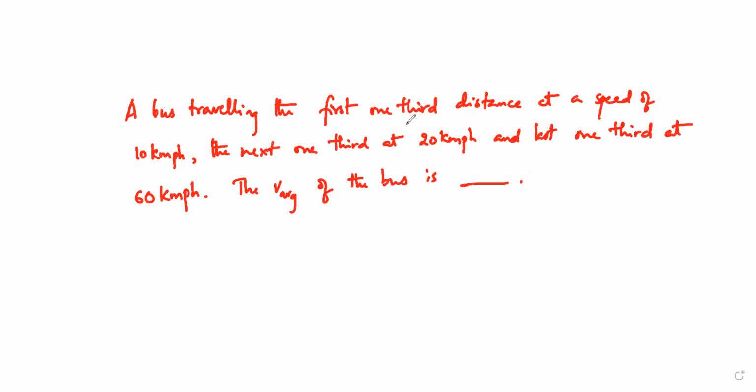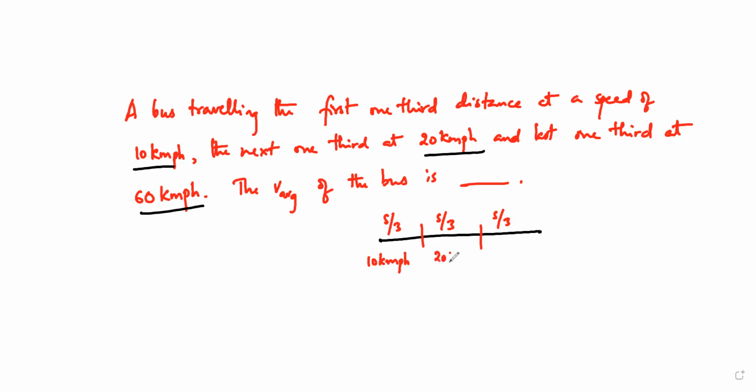Can you tell, sir? So first of all, what are they doing, sir? They are giving you some speeds and they are telling that over a path there are three equal distances. So this is s by 3, this is s by 3, and this is s by 3. First one-third of the distance you are traveling at 10 kilometers per hour, then at 20 kilometers per hour, then at 60 kilometers per hour. Correct, sir? What is the formula? Average speed formula.